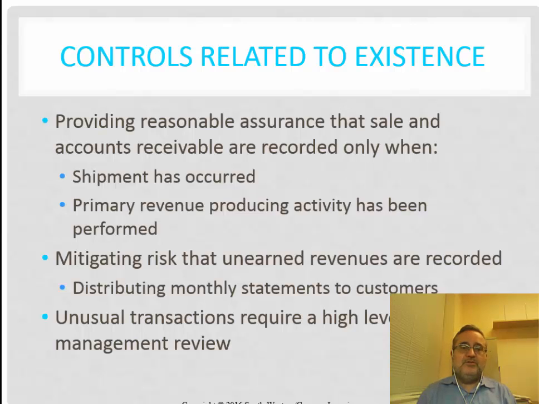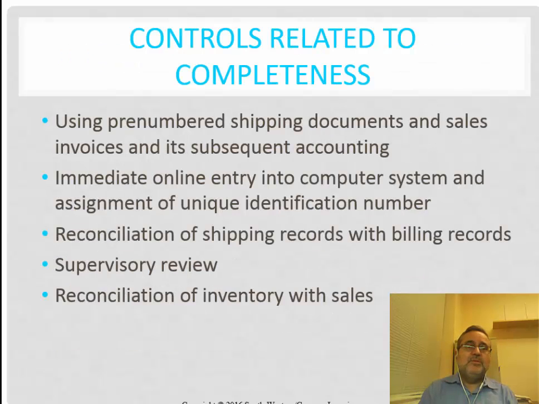We need to understand the mitigating risks related to unearned revenue. We also need to understand any unusual transactions requiring a high level of management control. Now we're talking about completeness. Now keep in mind that completeness and existence are complementary to us. So in completeness, what we want to make sure of is that everything that should have been recorded actually has been recorded, using pre-numbered shipping documents and sales invoices and its subsequent accounting structure.